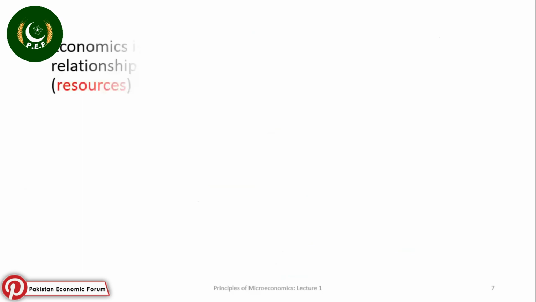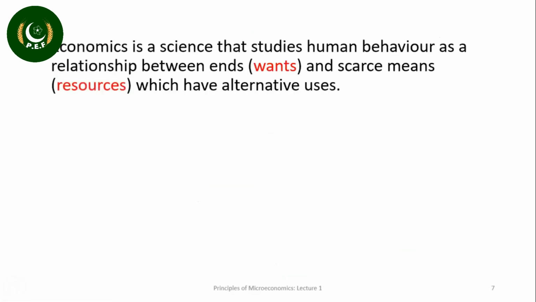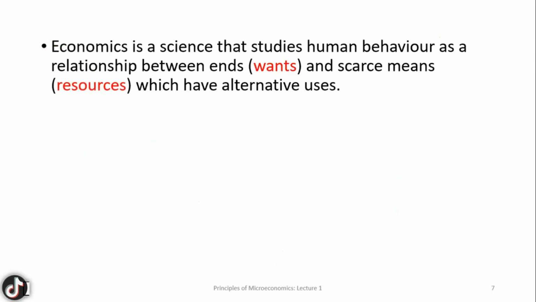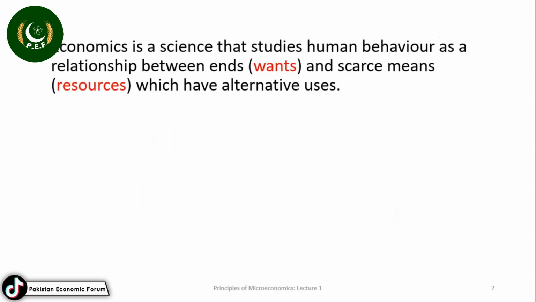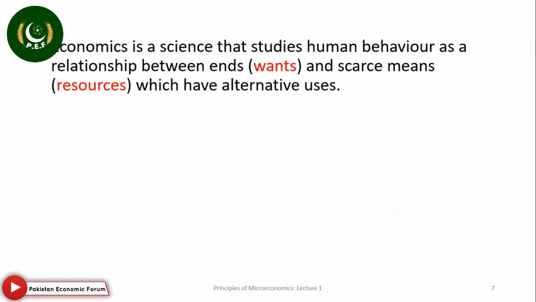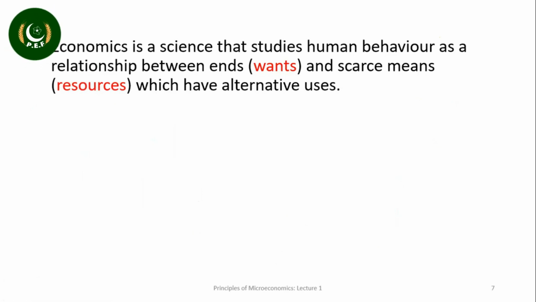Now, economics studies human behavior as a relationship between ends and scarce means, which have alternative uses. This is one of the classical definitions of economics. Economics was first defined in this way by Mr. Robbins, and his definition still has very much worth in it.